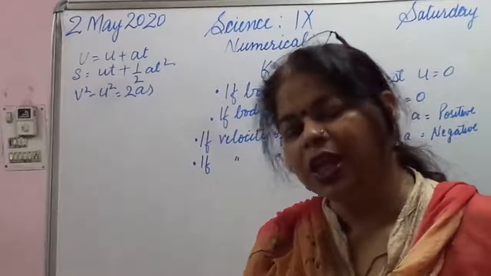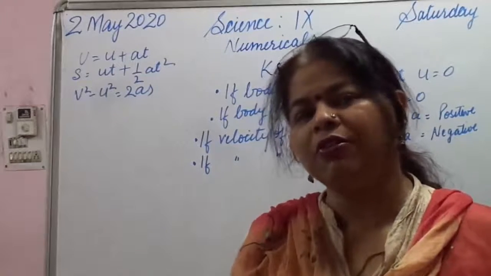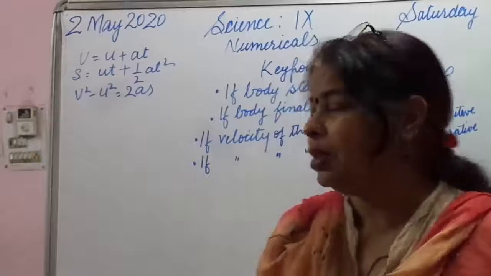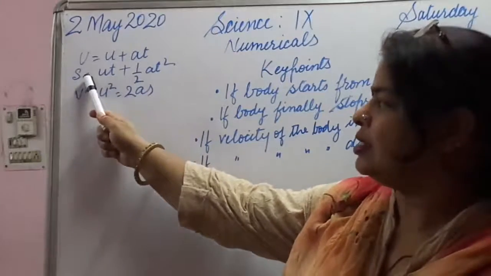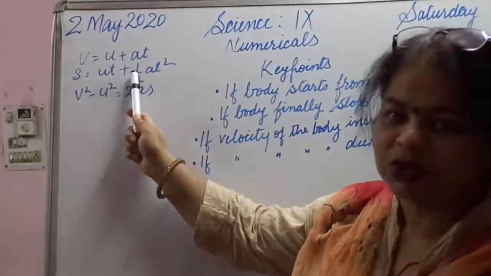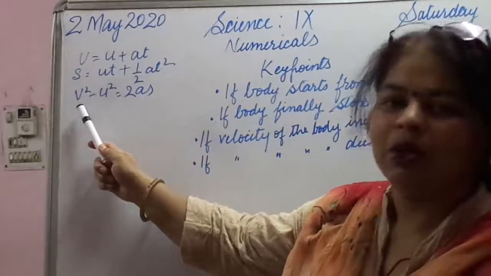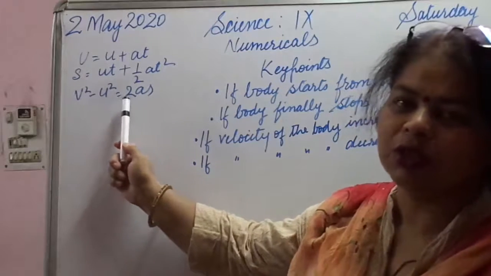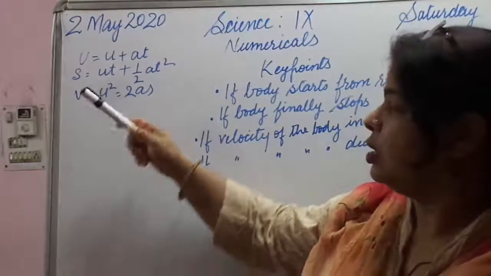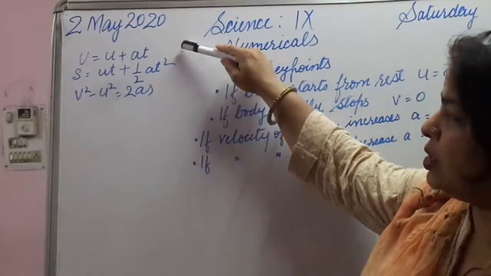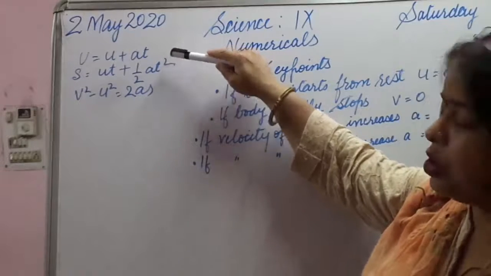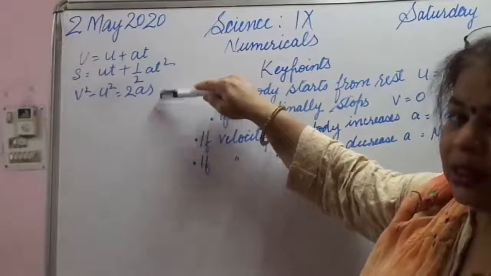Now what are the three equations of motion that we have learned by now? They are V is equal to U plus AT. Second one is S is equal to UT plus half AT square. And third one is V square minus U square is equal to 2AS. So these are the sequences. These are all in the sequence: first equation of motion, second one, and then third one.